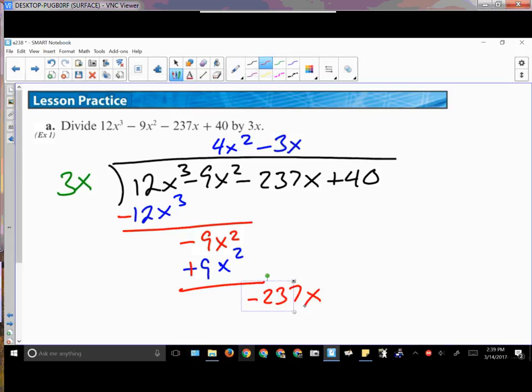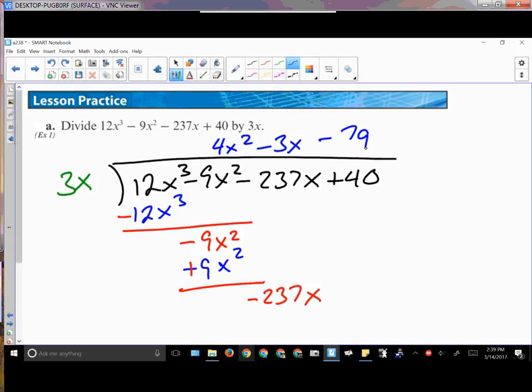Now we bring down the negative 237x. So 237, is that divisible by 3? More than likely. So you'd end up having to take your calculator and just figure out that we get 237 divided by 3, and we end up with 79. So I need 79. I need it to be negative, so this is going to be minus 79.